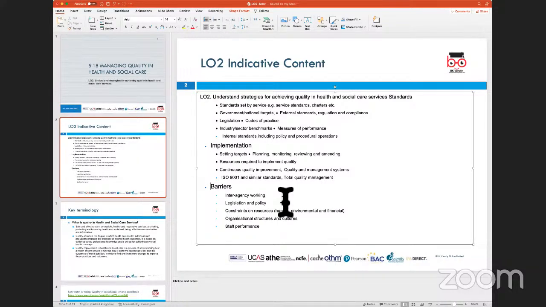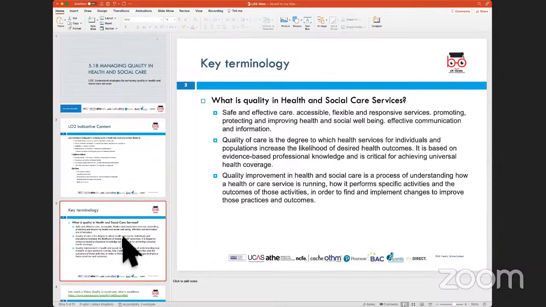And then finally we'll be looking at barriers that can come up if there is, for example, interagency working, if the legislation, policies and processes are not implemented correctly, if training and development is not adequately done for the staff, and if staff performance levels are not monitored regularly, then there could be slippages in terms of how care is being delivered to the patients, and in this case, members of the public.